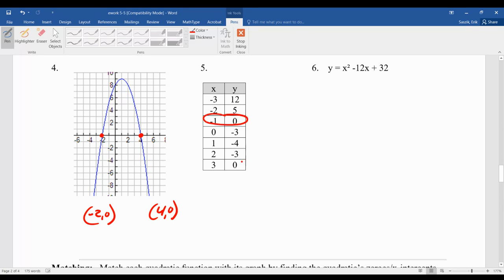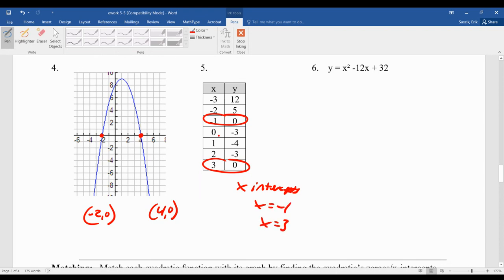And remember, when I say 0, I'm talking about where the y value is 0. Okay? So where's the y value 0? There it is. So my x-intercepts are x equals -1 and x equals +3.